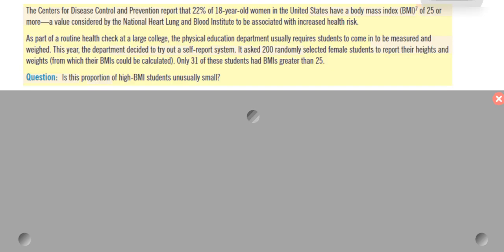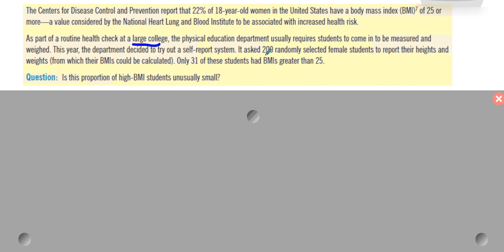So what does this look like? You've got this problem here. I'll give you a second to read it. Hit pause if you want. 22% of 18-year-old women in the United States have a BMI of 25 or more, considered to be associated with an increased health risk. So, a routine health check at a large college: the phys ed department usually requires students to come and be measured and weighed.